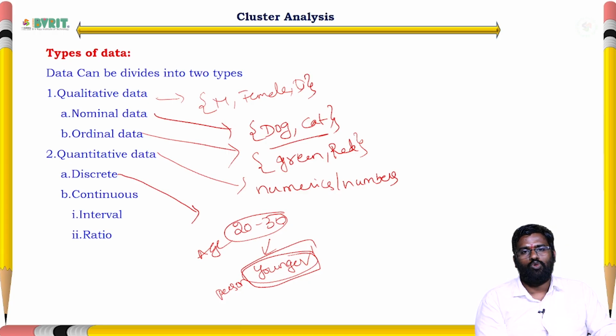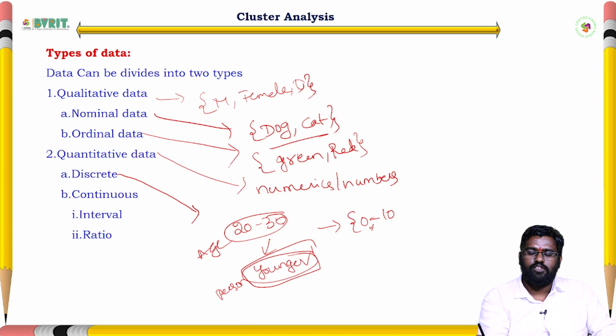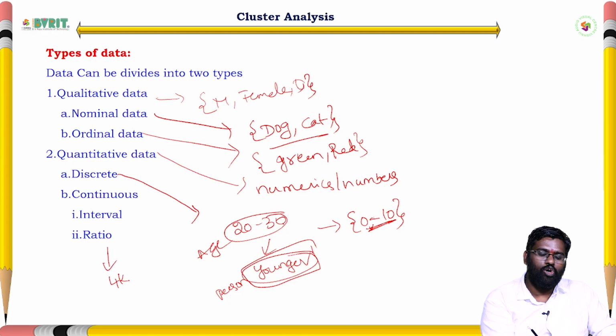Next one, continuous. Continuous data has two types, interval and ratio. Interval means within a range. For example, if they are given the range 0 to 10, with that interval only, they need to choose and implement the values. In case of ratio, it is divided by a numerical integer value. For example, if you are purchasing a weight of 4 kgs, that will be divisible by 2. Compulsorily it will be divisible by 2.